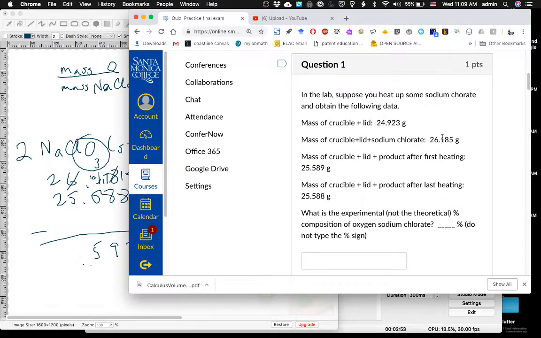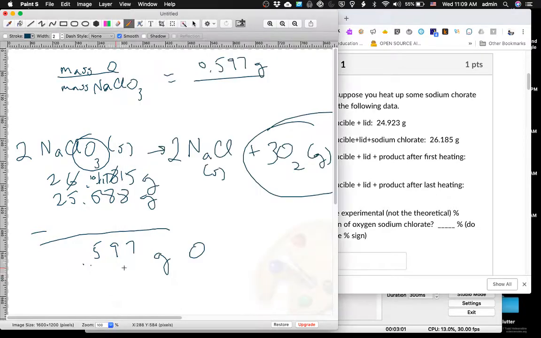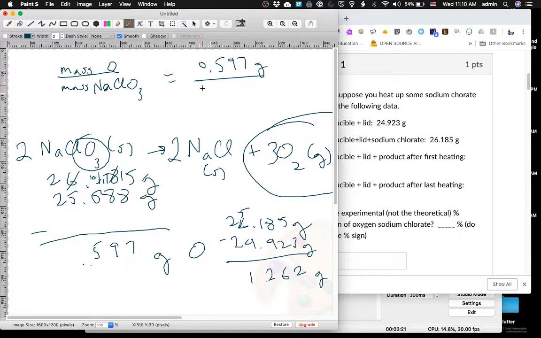Well, I've got the mass of the sodium chlorate right here, but you see it's got a crucible and a lid on it, so we'll just take out the crucible and the lid by subtraction. So that's 26.185 grams sodium chlorate and the crucible and the lid, minus the crucible and the lid, 24.923 grams. And that gets us 1.262 grams of sodium chlorate.